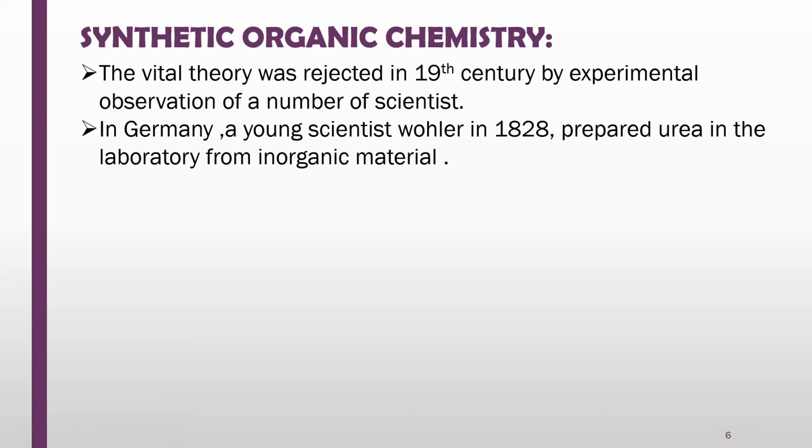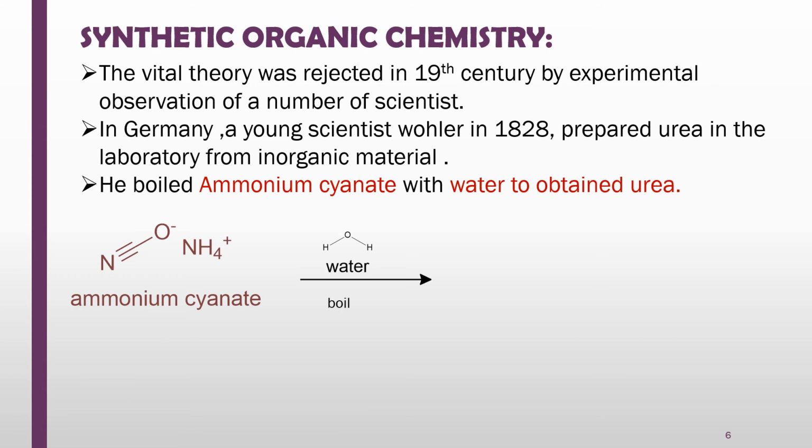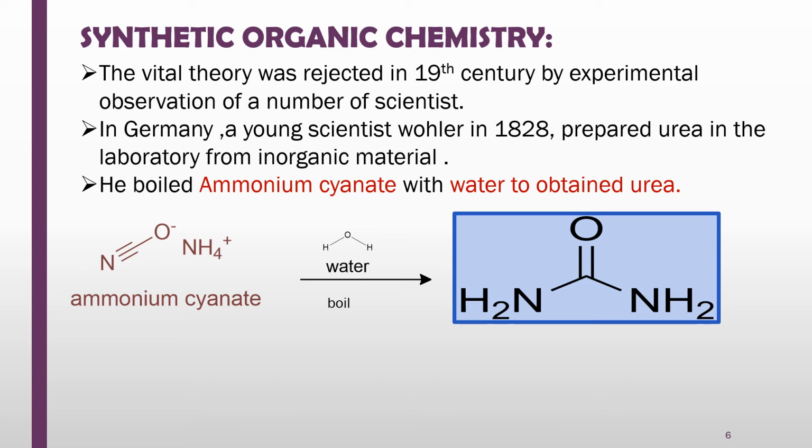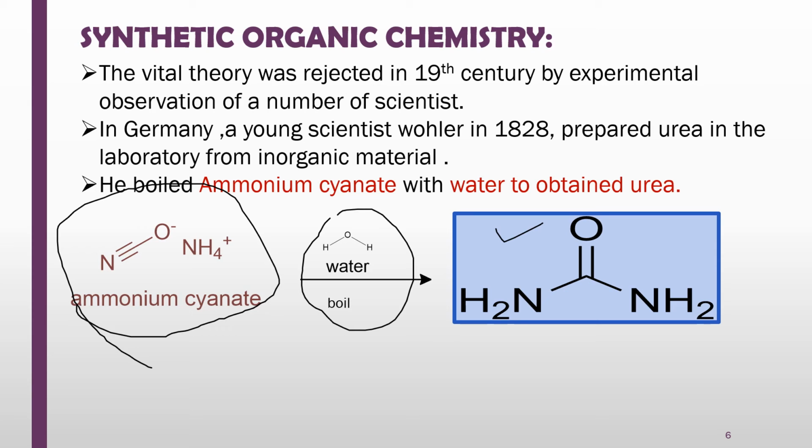In Germany, a young scientist, Wöhler, in 1828 prepared urea in the laboratory from inorganic material. What he did was boil ammonium cyanate with water to obtain urea. Wöhler boiled ammonium cyanate, this is ammonium cyanate, with water and he got urea. This and other experiments proved that organic compounds can be prepared in the laboratory, and it is not necessary that an organic compound can only be extracted from a living source.